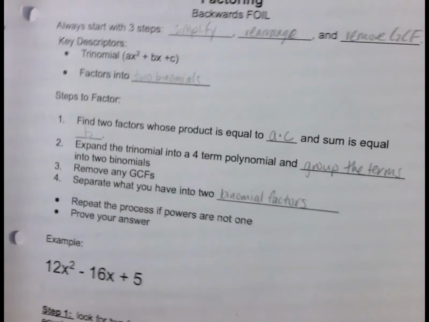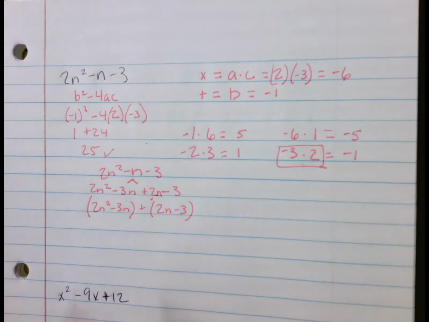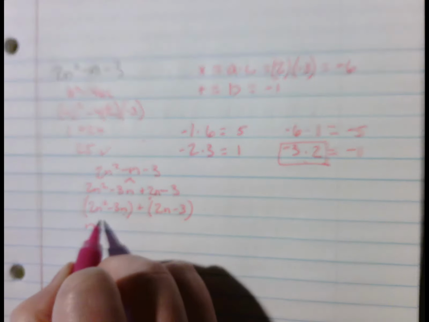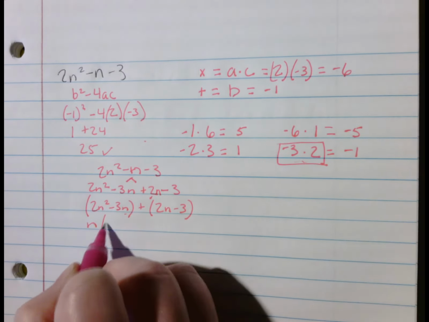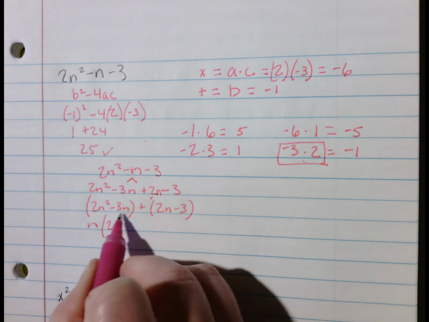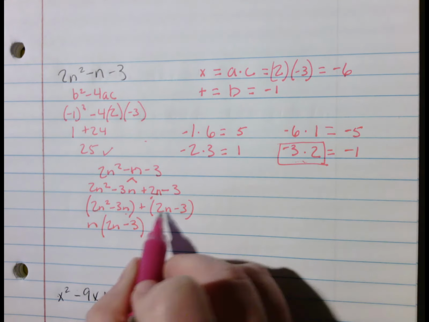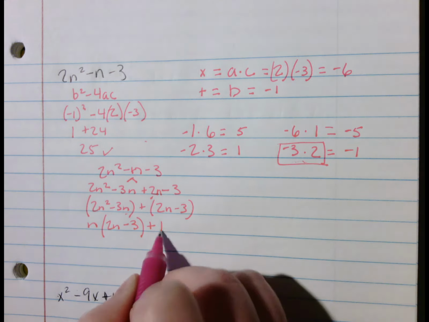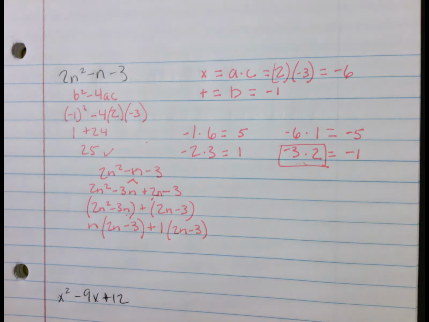Okay. Third step is we're going to remove any greatest common factors. So here, greatest common factor is n. If I take n out here, 2n squared divided by n is 2n. And if I have -3n divided by n, I end up with -3. And then here, I don't have anything to take out. There is no greatest common factor, so we just use the value of 1 and keep everything inside the parentheses the same.